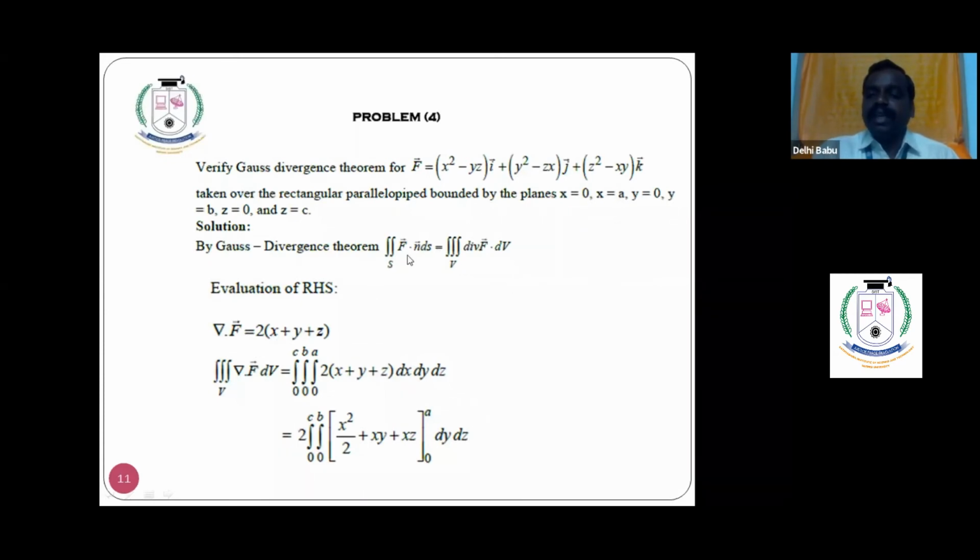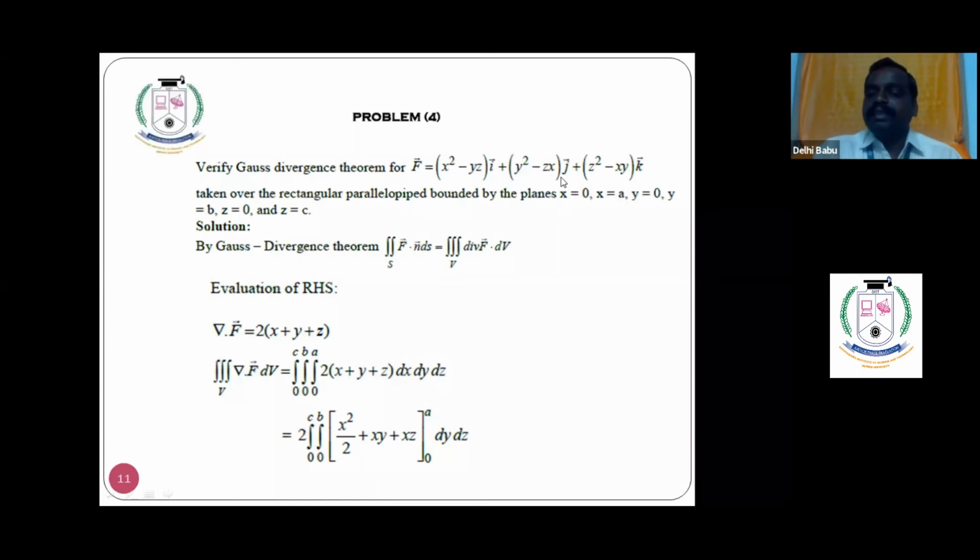That means i vector into, I am differentiating this with respect to x. x² differentiation is 2x, and minus yz: I differentiate with respect to x partially, in the sense that I differentiate only the x term. There is no x term here, that's why it is constant, and the differentiation of a constant is 0.